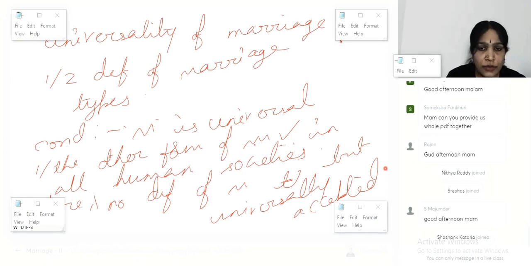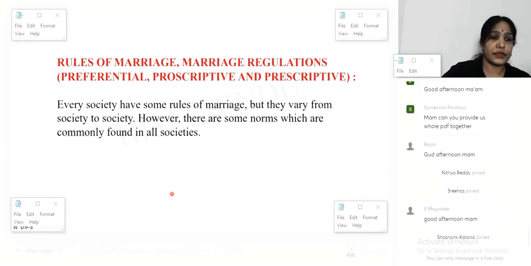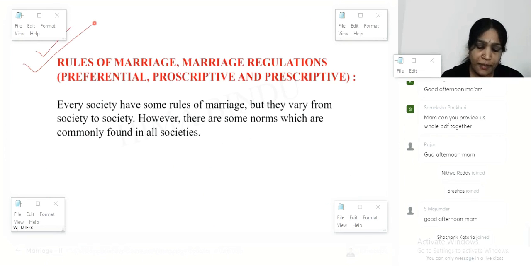If the question is, write a note on universality of marriage, then the structure of the answer is first 1 or 2 definitions of marriage, then types of marriage. Based on that evidence, you write that one or the other type of marriage is present everywhere, so marriage is universal. But all marriages cannot fit into these definitions, so the definition of marriage is not universal. This is the conclusion. Now let us move on to the next topic, that is rules of marriage.